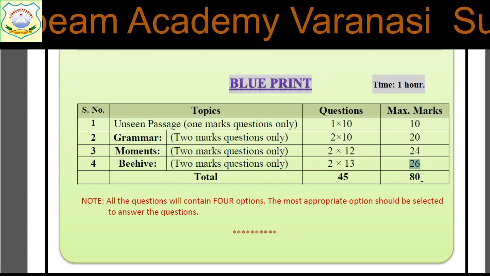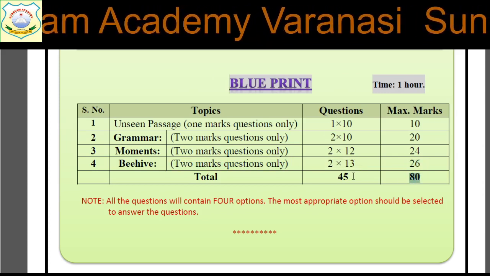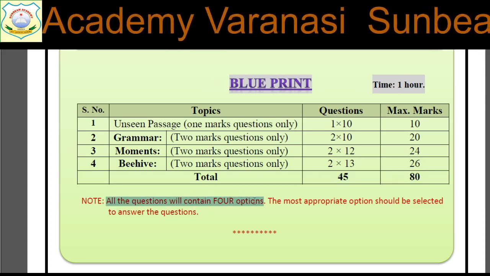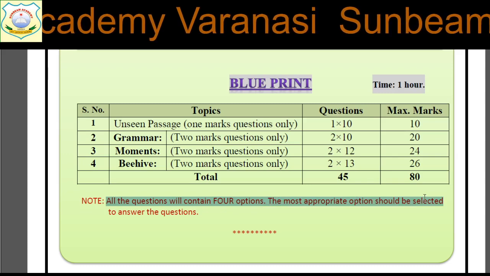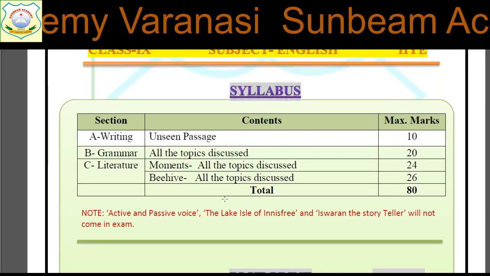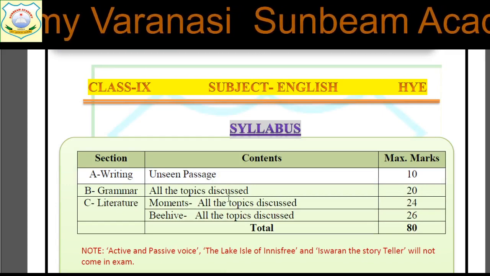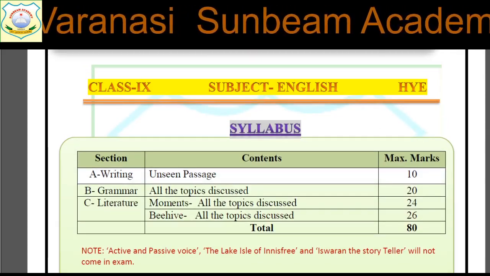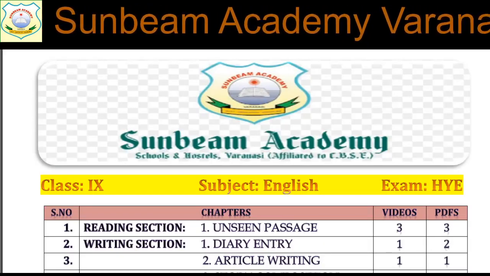In this way, total marks is 80. Total questions are 45. All the questions will contain 4 options. The most appropriate option should be selected to answer the question. So this is what we have in the syllabus and blueprint. Now let us discuss the syllabus chapter wise, as some of the students were saying, "Sir, please discuss the syllabus chapter wise." So let us discuss the syllabus chapter wise.